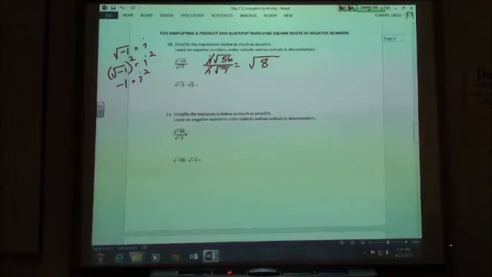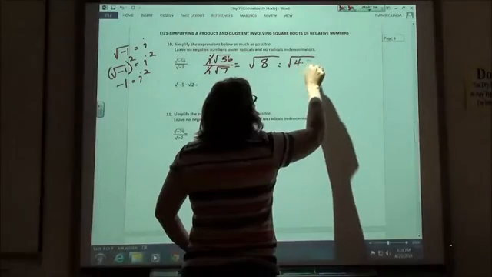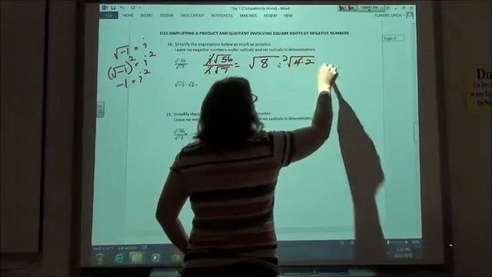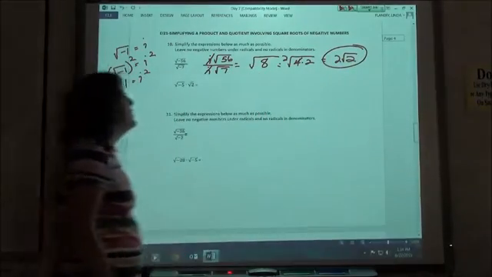I want to simplify my square root of 8 because I can simplify the square root of 8. So I'm going to make this the square root of 4 times 2. The square root of 4 is 2, and so 2 square root of 2 is going to be my answer in simplified form.